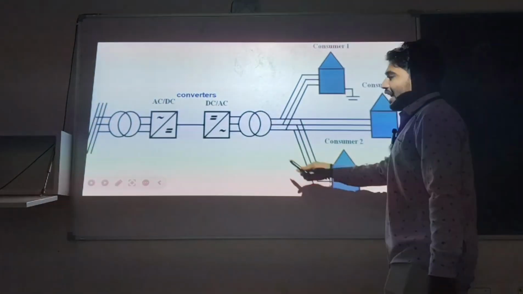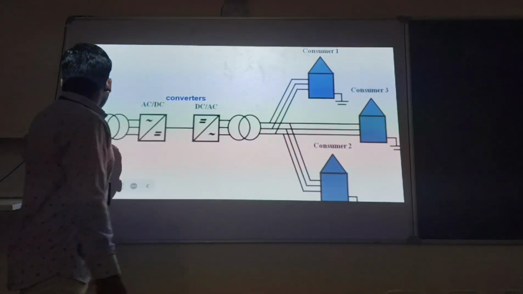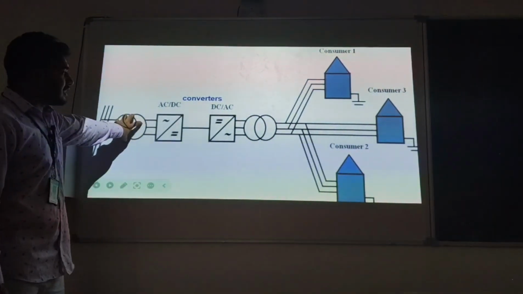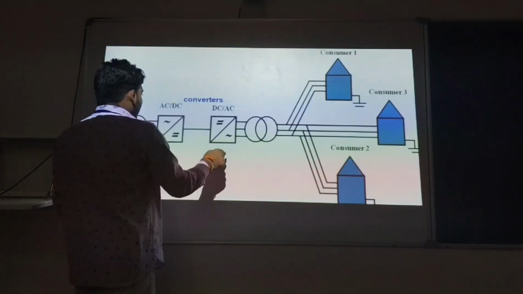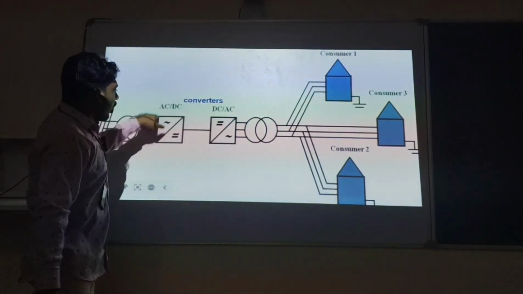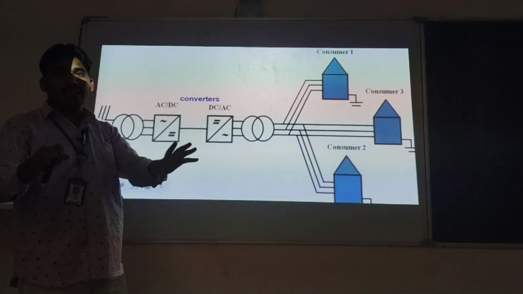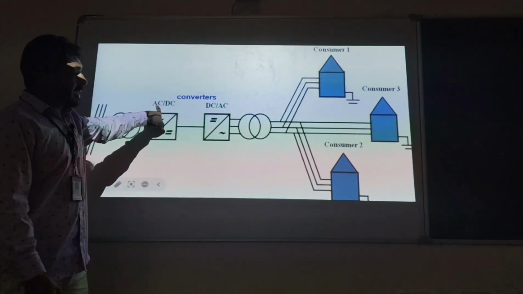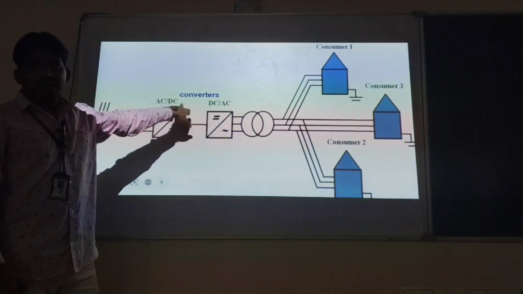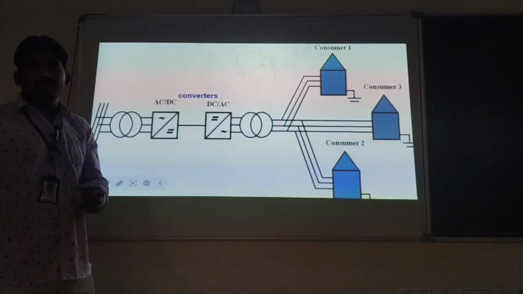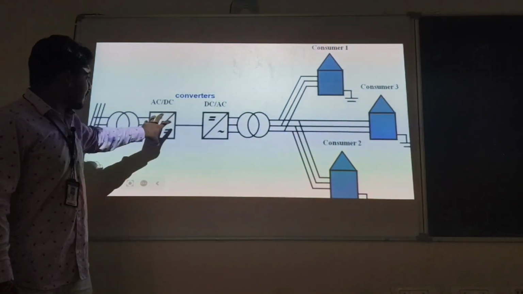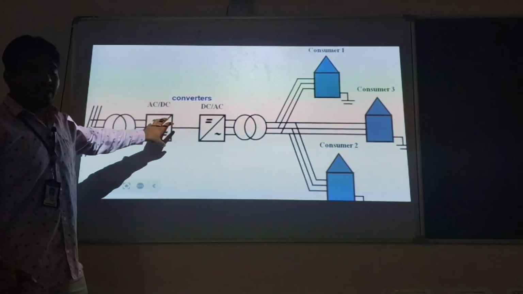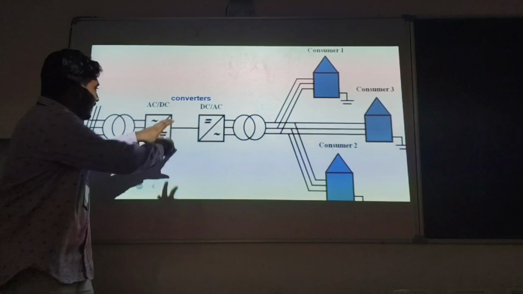Here I can show this is the generation point. And if these converters are not there, then it is called HVAC. But here we are using the converters. These converters convert AC into DC, that is the rectifier. Additionally, we are using this AC to DC, and these are long lines here.